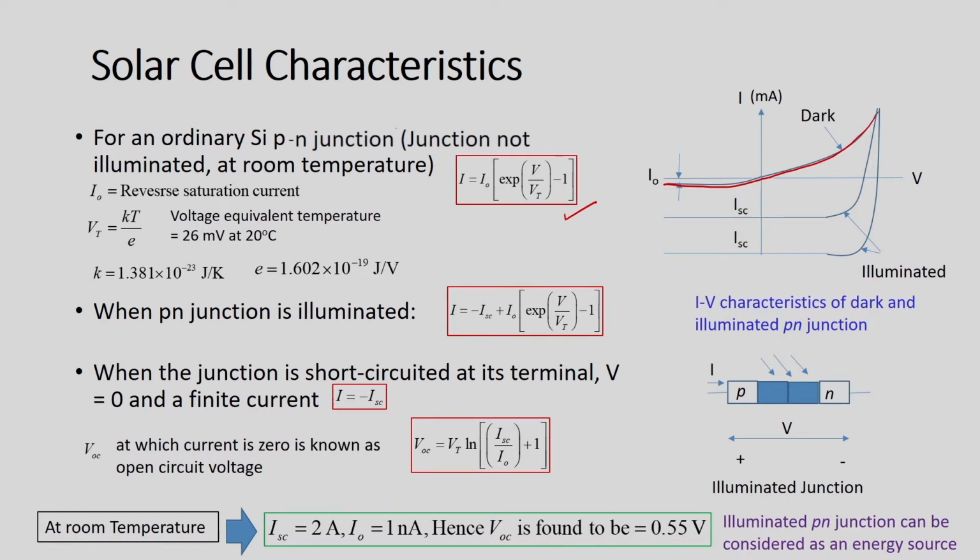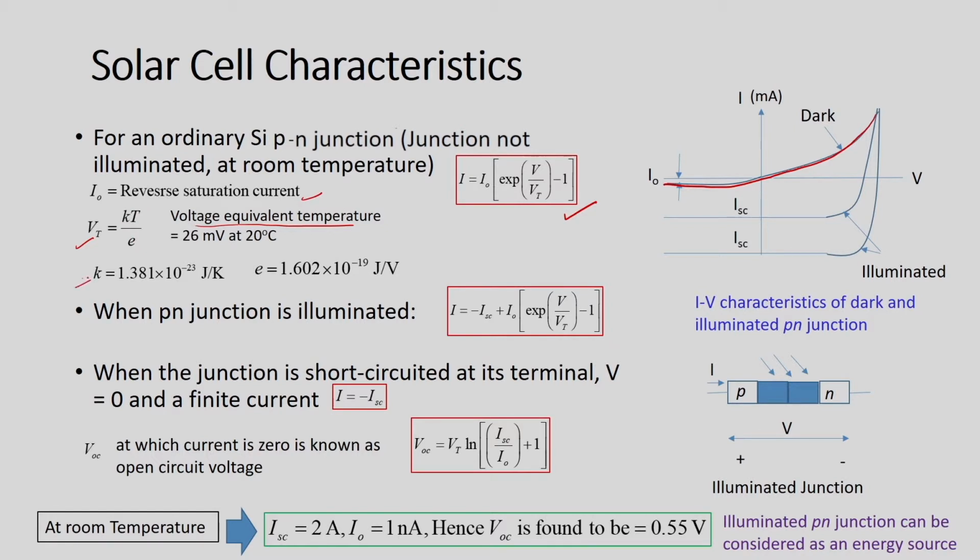This I naught is nothing but reverse saturation current, which is dependent on temperature. It tells about the diffusion of minority charge carriers from the neutral section to the depletion layer. And this Vt is called the voltage equivalent of temperature, and mathematically it can be represented by K into T divided by e.